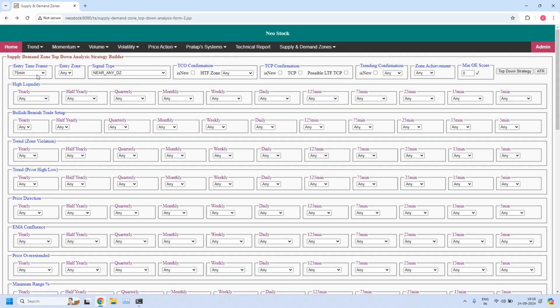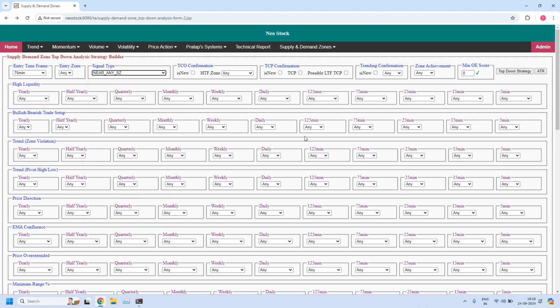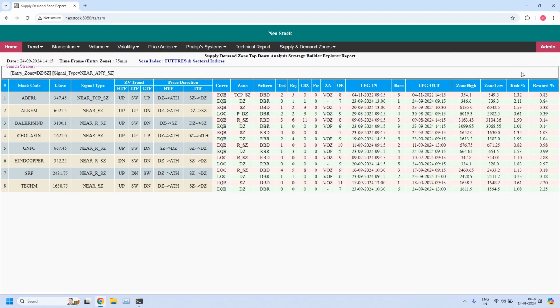Okay, next for the 75 minutes time frame, let us find the stocks near the 75 minutes supply zone. 8 stocks are filtered. Let us identify the high liquidity 75 minute supply zones. ABFRL is having a high liquidity supply zone. Next, Balakrishna Industries is having a high liquidity supply zone.